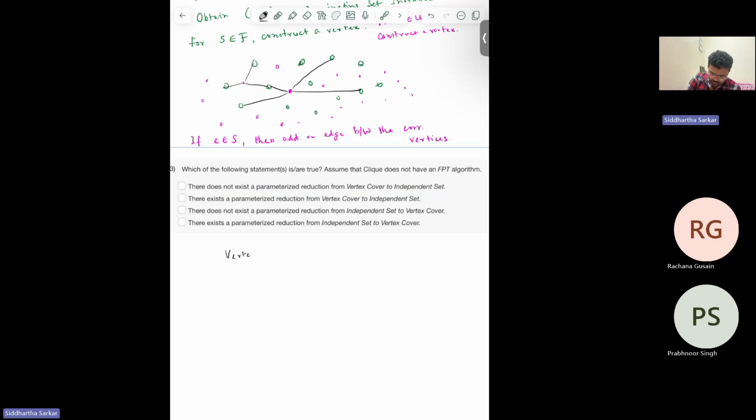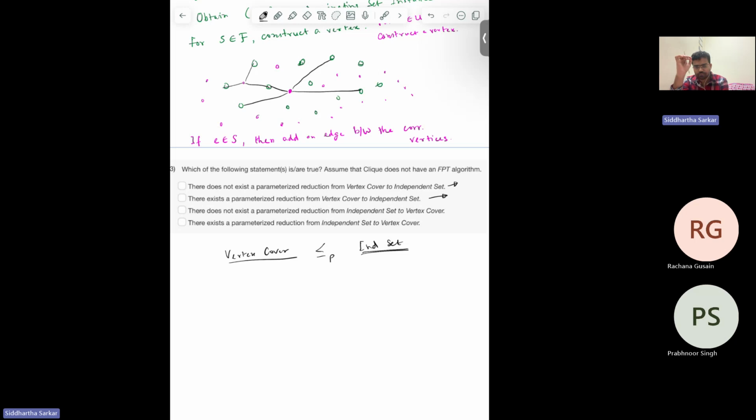So what is the vertex cover question? We have already seen the definition of vertex cover, and independent set we have seen multiple times in this course. So is there a parameterized reduction from vertex cover to independent set? If it is the case, then we will call it false and this is true. And if not, then we'll have to see accordingly.